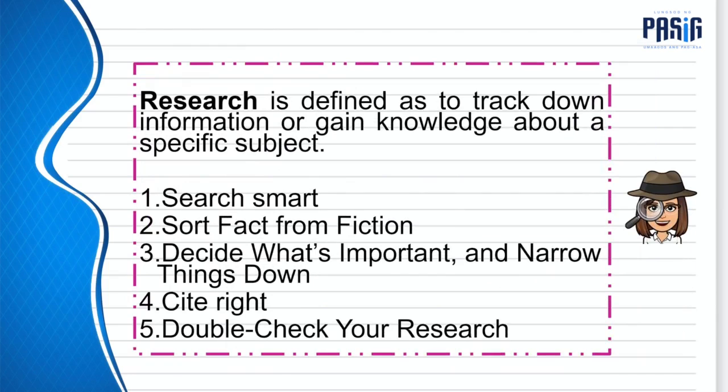To wrap everything up that we have talked about in this lesson, let us always remember that research is defined as to track down information or gain knowledge about a specific subject. Here are 5 ways to make researching online as easy and effective as possible. 1. Search smart. 2. Sort fact from fiction. 3. Decide what's important and narrow things down. 4. Cite right. 5. Double-check your research.